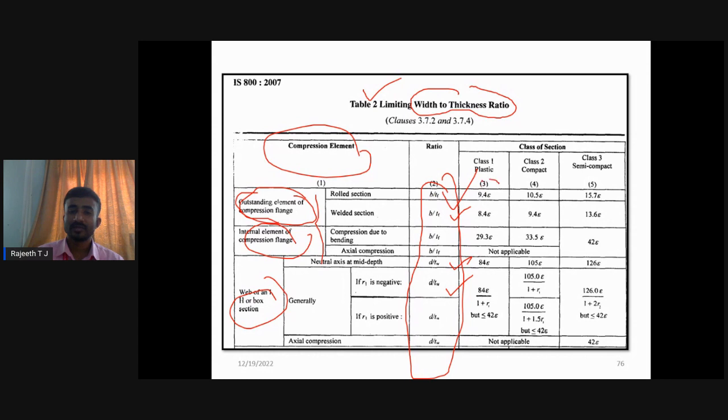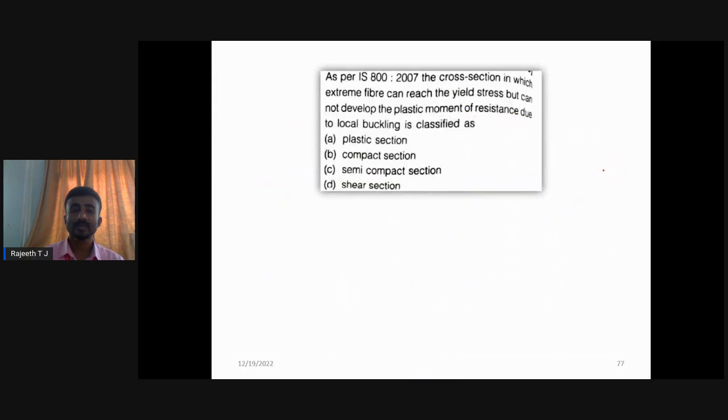So if the values do not exceed these limits, that is 9.4 epsilon, 10.5 epsilon, 15.7 epsilon, then based on this we can categorize it as class 1, class 2, class 3. They are not given for slender sections. Why? Because we are not supposed to use the slender section for our steel structures, since it is susceptible to local failure. Okay. So next, based on that classification of cross section, we'll discuss one question now.